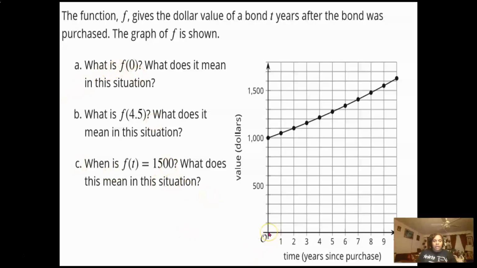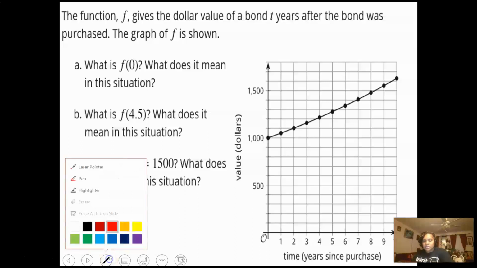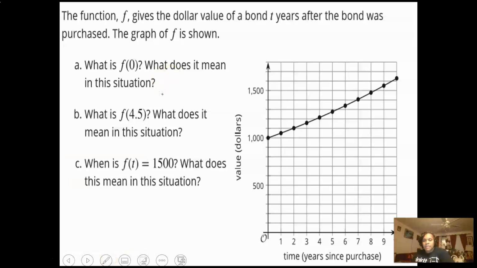So if you look here, when f of 0, basically f of x, what does it mean? The time is in what? Years. So at 0 years, the bond is worth $1,000. The initial value is $1,000. At 0 years, it started off at $1,000. That bond started off at $1,000, so that means you started off with an initial value of $1,000.